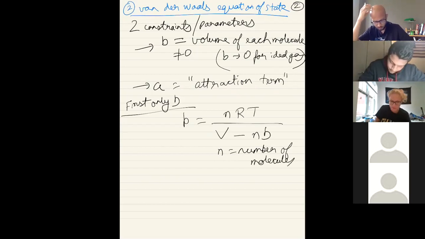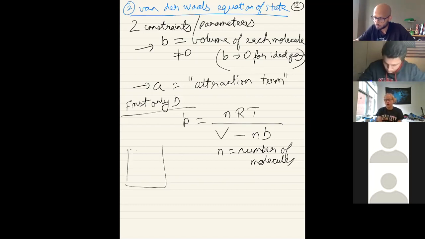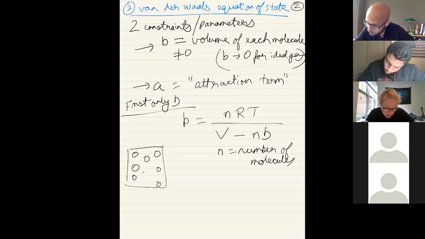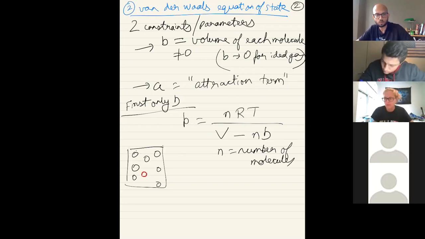So the idea here is that if B was 0, if the volume of each molecule was 0, then any given molecule can explore a volume corresponding to V. But now that you take into account that every molecule has a certain volume, when you think of this new molecule that is added over here, suddenly it goes, well, you told me I could explore all of V, but that's no longer true, because I cannot explore this one, I cannot explore this one, I cannot explore this one. So you have to subtract that out from V, and that's why you have a V minus NB term.